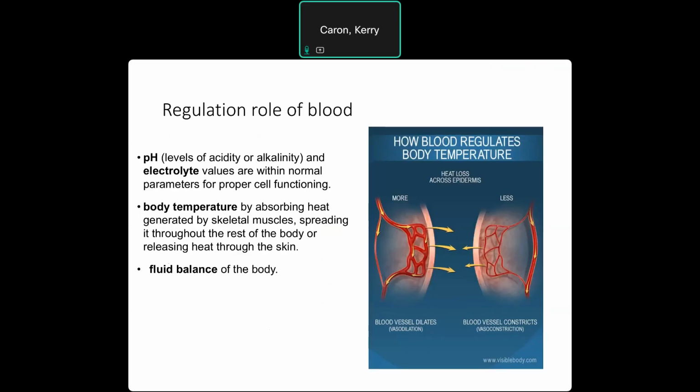The regulatory role of blood, I mentioned pH. So it's going to always work towards homeostasis. So within normal parameters of cell functioning, we want pH to be between 7.35 and 7.45. Body temperature, it absorbs the heat, it spreads it throughout the body. Fluid balance.